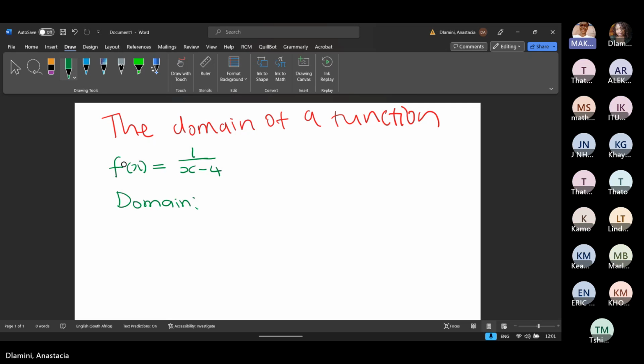Isn't it maybe -4? I'm not sure. Oh, you know what? Let's leave the domain. X cannot be equal to +4. Why? Because if it's +4, then your denominator is going to be negative, making it non-applicable.